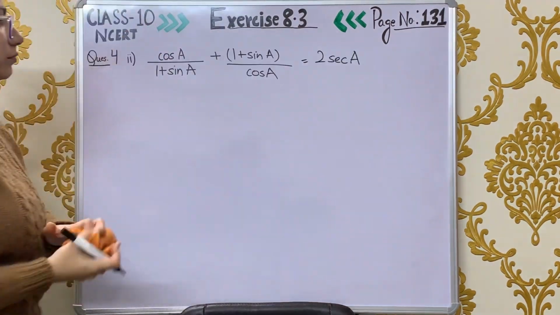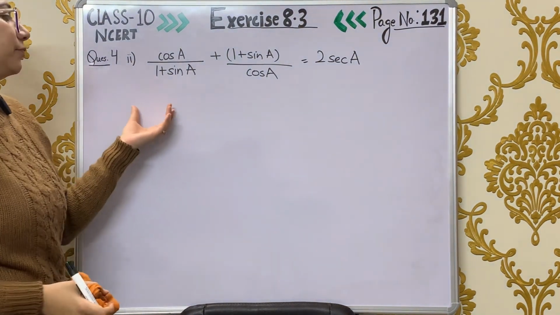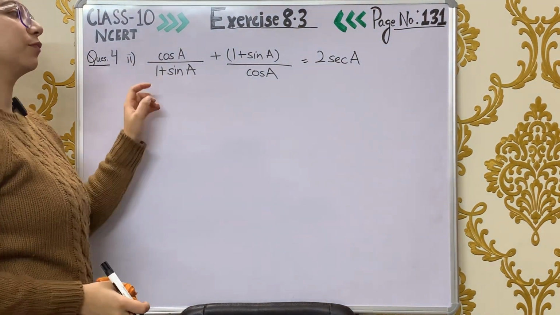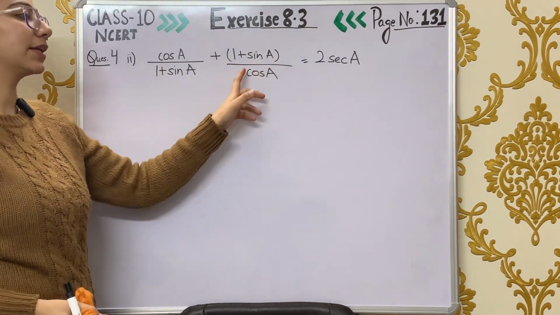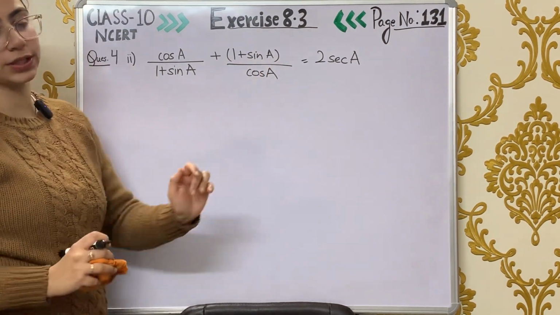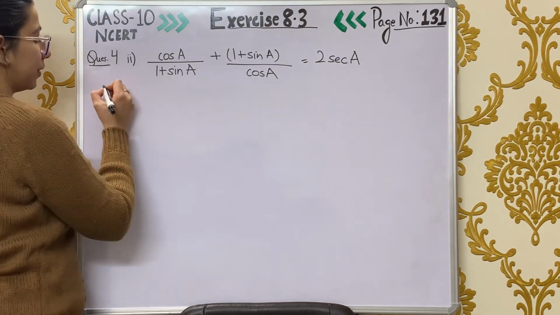which is equals to our right hand side. Right? Now in second part we are given with this, and we have to prove that cos a upon 1 plus sin a plus 1 plus sin a upon cos a is equals to 2 secant a. So let's start from left hand side.